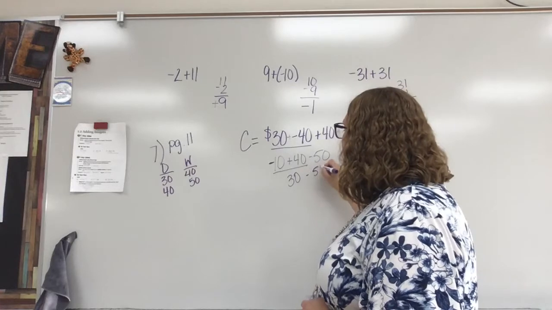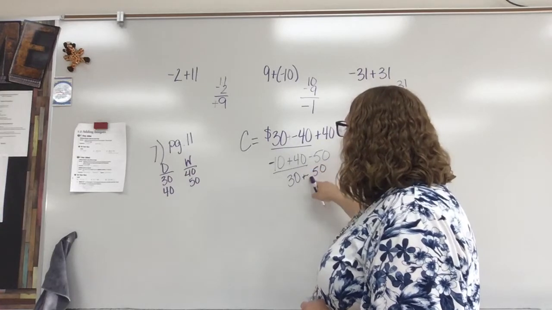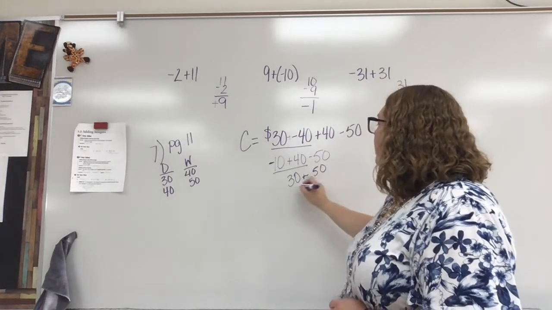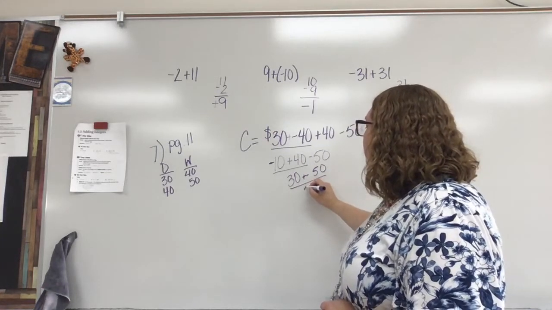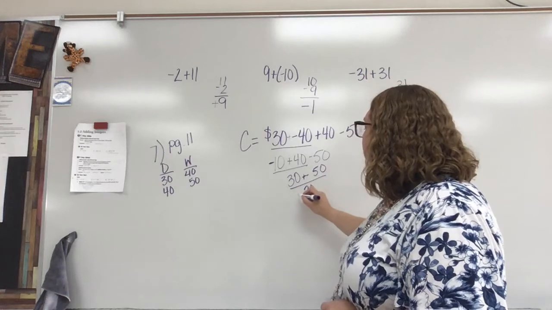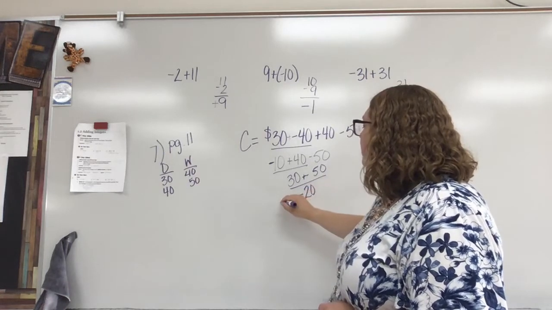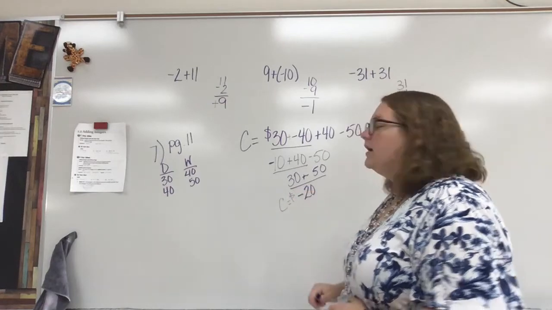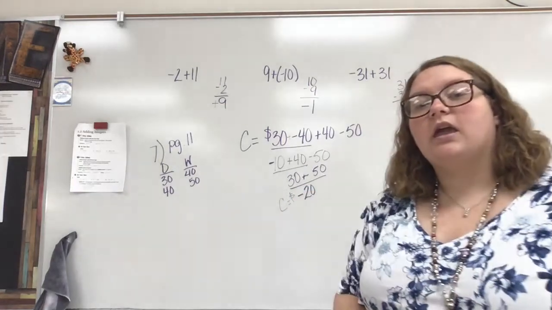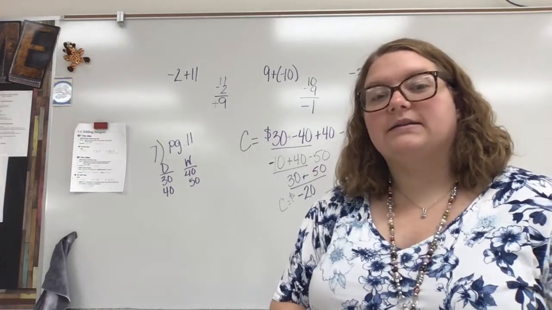So now we have 30 plus -$50. So again, opposite signs, we subtract. 50 minus 30 is 20. We're going to keep the sign of the larger number. So we would have a change of negative $20, or the account is going to be $20 less than what we started with.